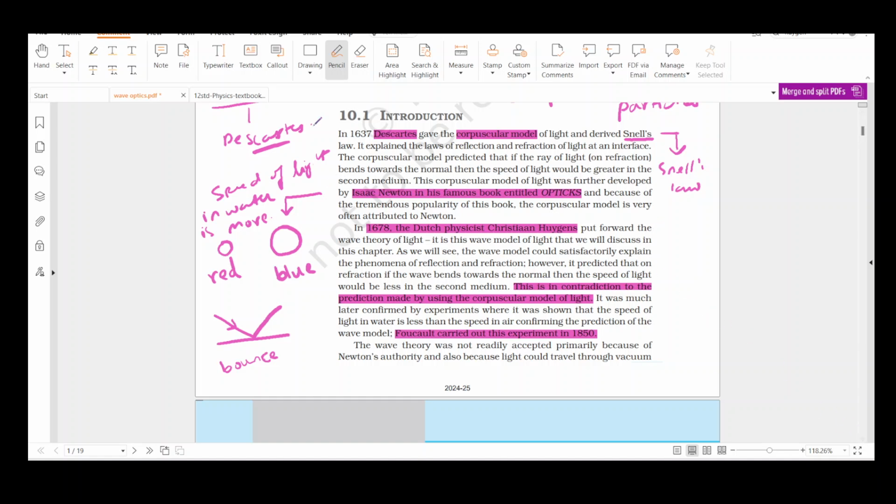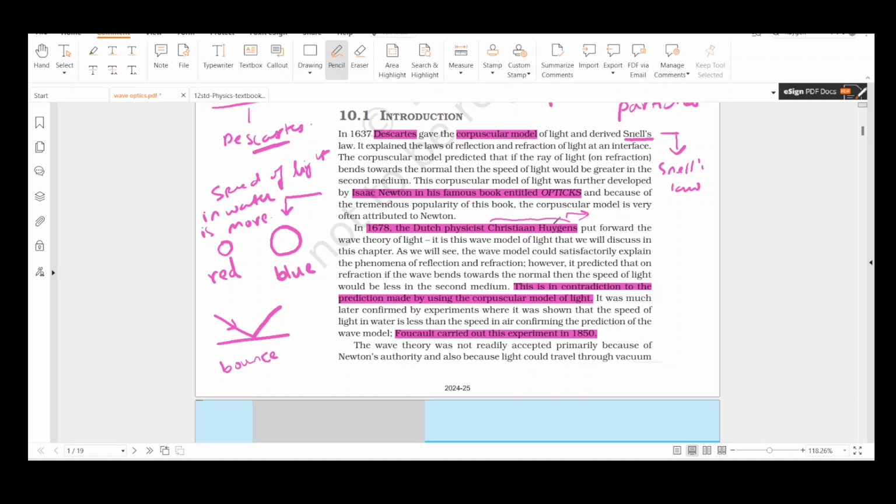And Newton's theory was then corrected by Christian Huygens. This guy, Christian Huygens. They were roughly contemporaries. That is to say, they existed at the same time. Is that okay? It was around the 1600s. Is that okay? So yeah.